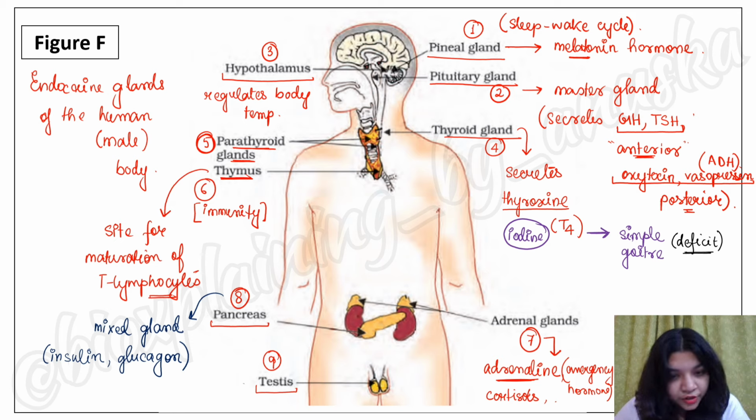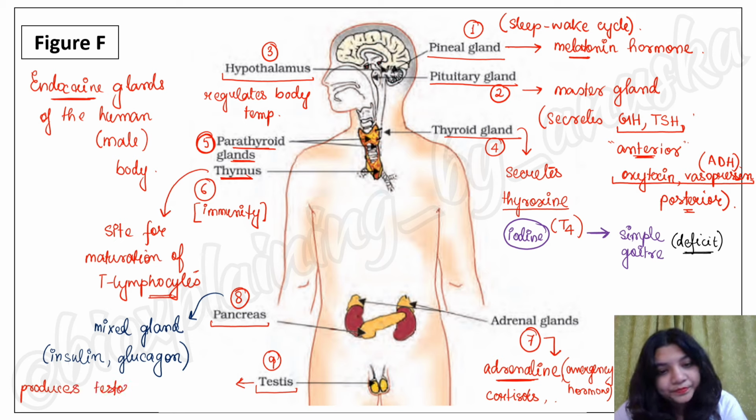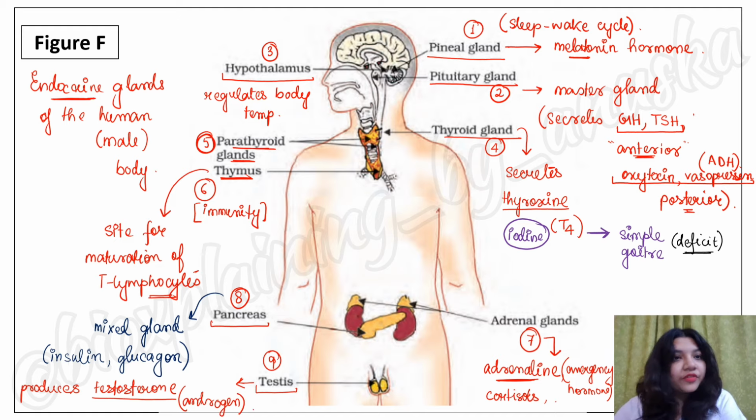Testis has different roles. First work is to produce sperms. But since we are talking about the endocrine function, only hormone wala, so it produces testosterone. Testosterone, right? This is also known as androgen, the male body hormone. Okay, so I guess all of it is clear.